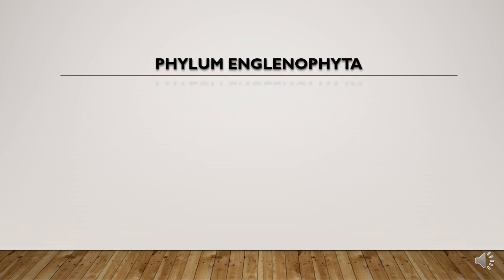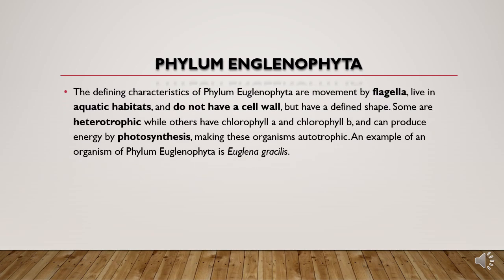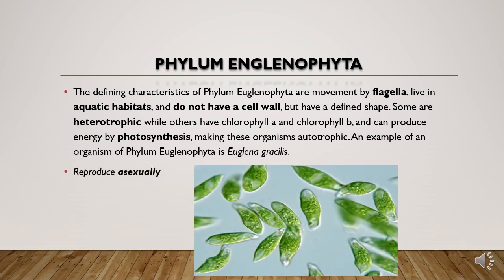Another one which we have to discuss is the phylum Euglenophyta. The defining characteristic of this phylum is that it moves by a flagellum and lives in aquatic habitats but does not have a cell wall. So it is similar to an animal cell, but it is not an animal cell, and it has a defined shape. Some might be heterotrophic, while others have chlorophyll a or chlorophyll b and can produce energy by photosynthesis, making these organisms autotrophic. An example is Euglena gracilis. They reproduce asexually, as you can see on the screen.